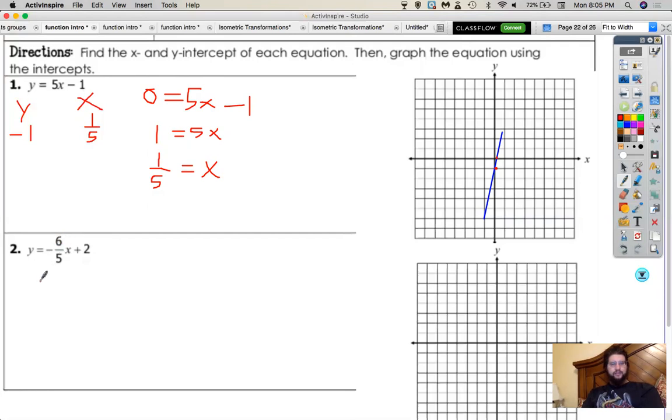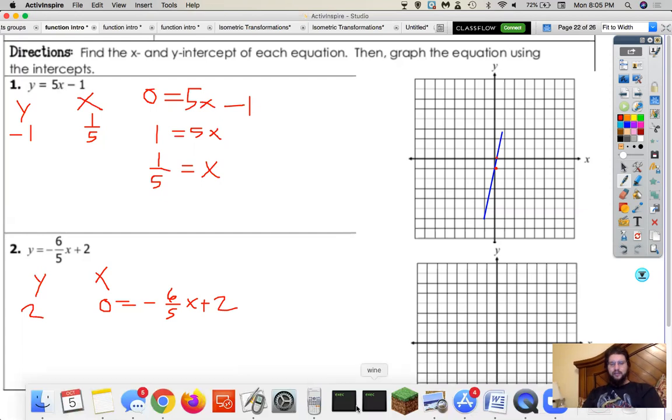Let's look at this one. My y-intercept. Plug in 0 for x. Just ignore this. That's 2. 0 times anything is nothing. 0. 0 plus 2 is 2. Easy. For my x-intercept, I'm going to need to work it out. 0 equals -6/5 x plus 2. Again, set up and solution is all I need.